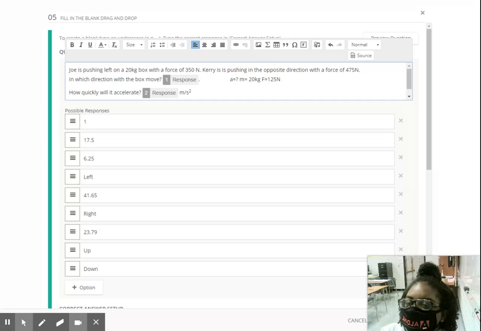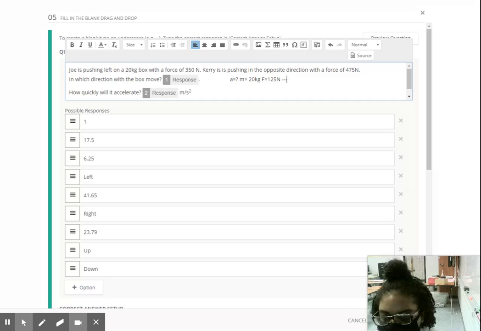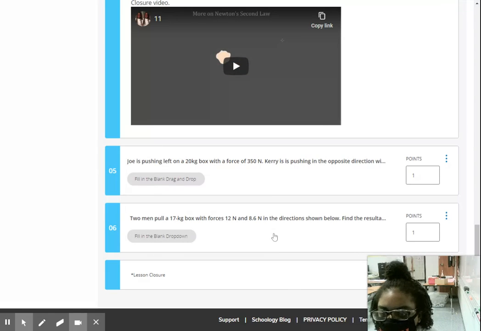Now, based on our triangle, for us to find acceleration, we have to do 125 divided by 20, and that's going to give us 6.25 for our acceleration. Okay. Last question.